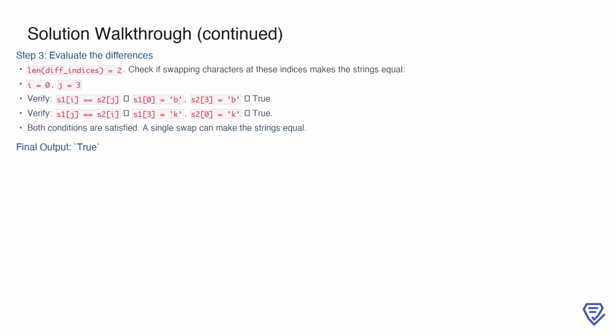Now that we have identified the differing indices, we need to evaluate whether swapping the characters at these positions will make the strings equal. The differing indices are 0 and 3, so we check the characters at these positions. At index 0, S1 has B and S2 has B at index 3. This condition is satisfied. Next, at index 3, S1 has K and S2 has K at index 0. This condition is also satisfied. Since both conditions are true, we can conclude that a single swap between these indices will make the strings equal. Therefore, the output for this example is true.